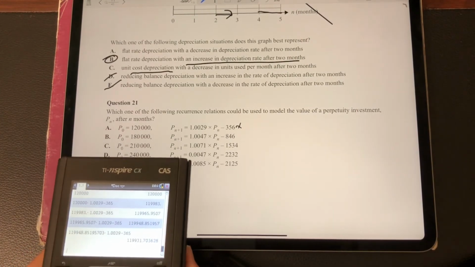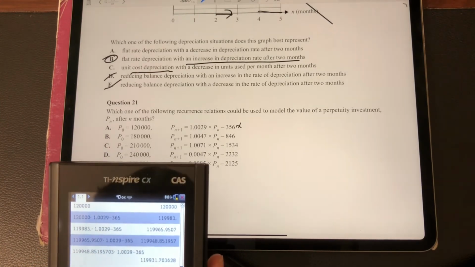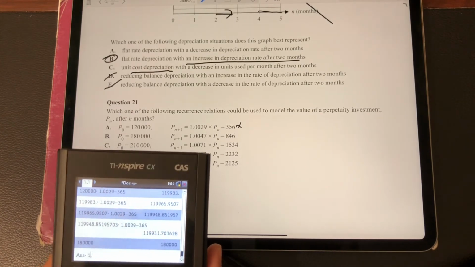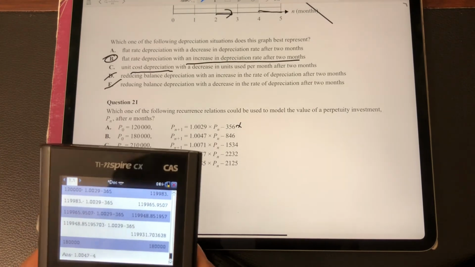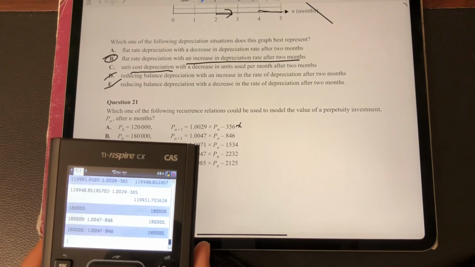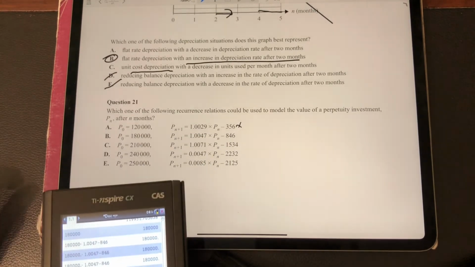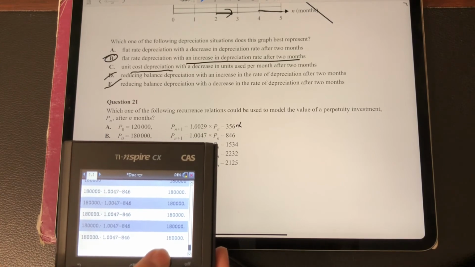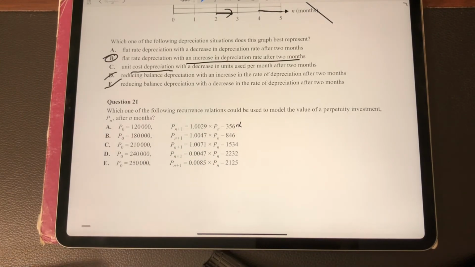What if we try the second one? If we try the second one, B is 180,000 as our initial value, and then multiply by 0.0047 minus 846. And as we can see, the value of the investment stays the same each month. The value of the investment does not change, so therefore it is a perpetuity investment, and therefore B is the correct answer.